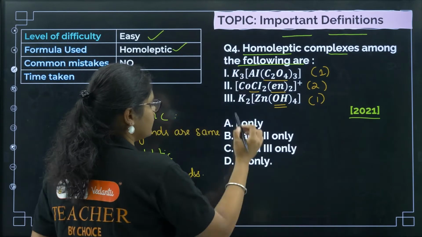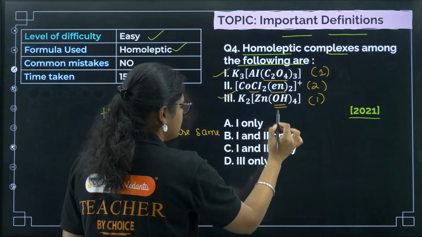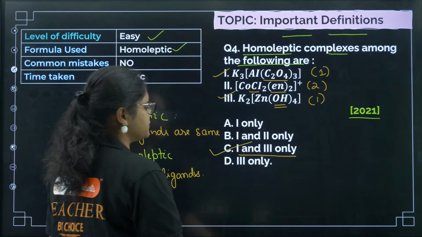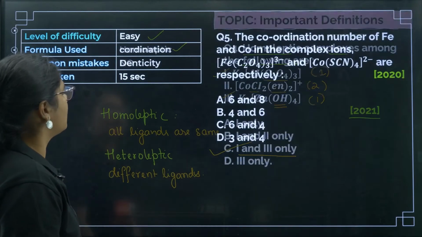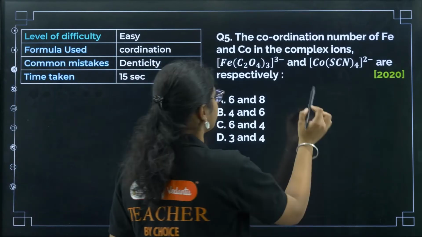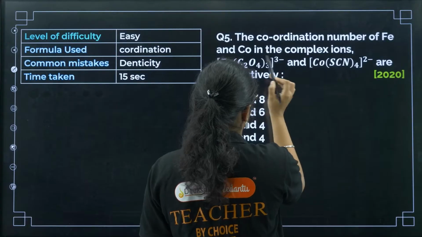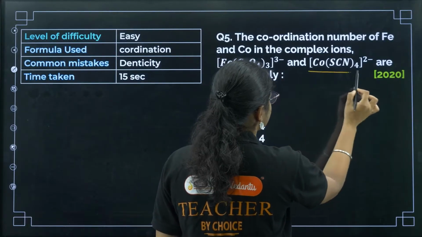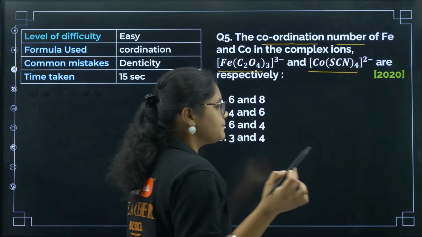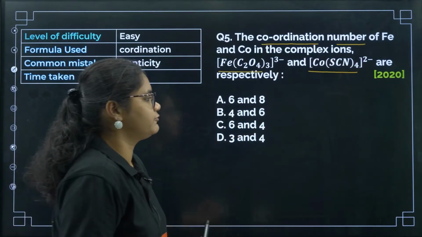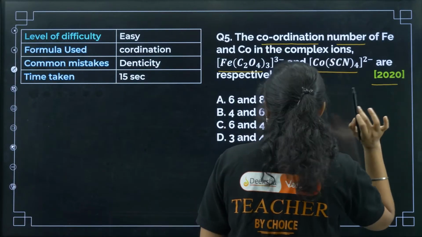So which are your homoleptic? 1 and 3. So the correct answer here will be option number C. Okay, fine. Next question, the coordination number of Fe and cobalt in the complex ions. So we have been given 2 complexes and you need to find their coordination number. Again this is definition, from there you need to find out. This question was asked in 2020.